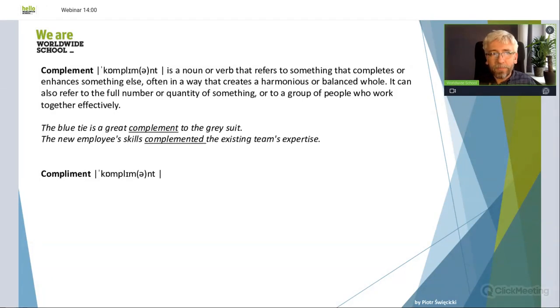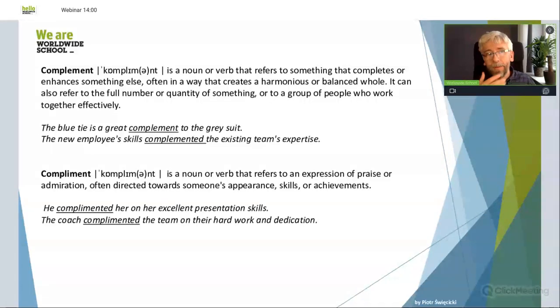The other one. By the way, the first complement can be a noun or a verb, right? The second one can be a noun and a verb too. And it refers to an expression of praise or admiration. And it's often directed at someone's appearance, skills, or achievements. Great job, you people, right? I've just given you a compliment. Yeah, so this is compliment.